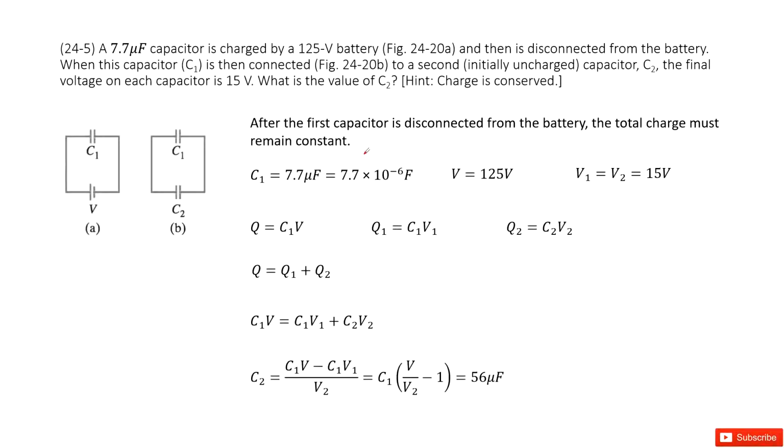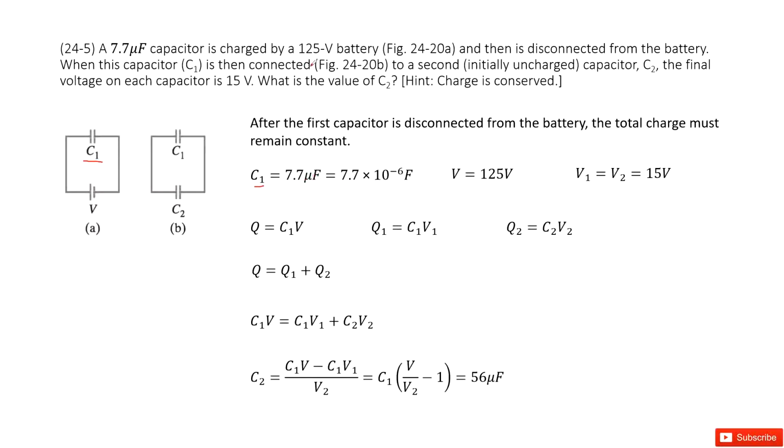Let's look at problem 5 in chapter 24. Chapter 24 is about capacitance, dielectrics, and electric energy storage. So there you can see initially we have a capacitor. This is called C1, right? The C1 capacitance is given, so we write it there, 7.7 micro F.